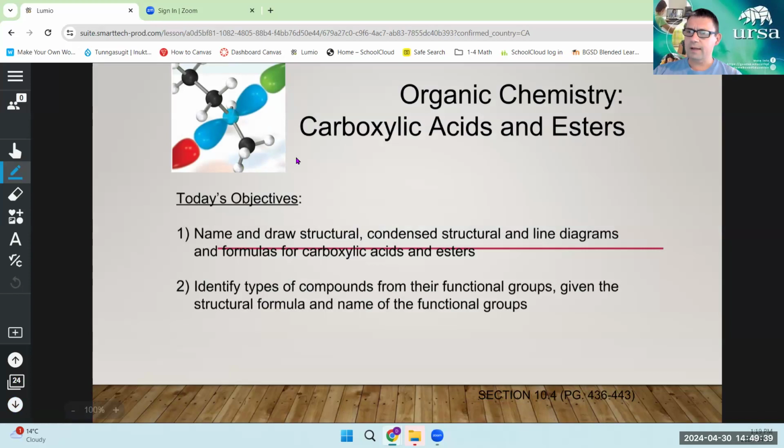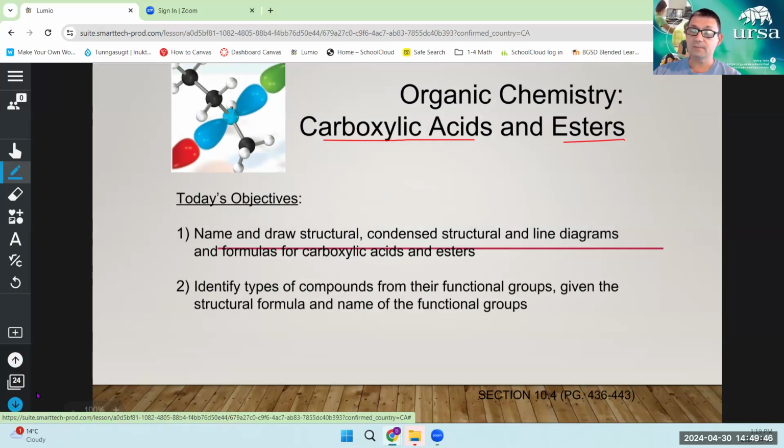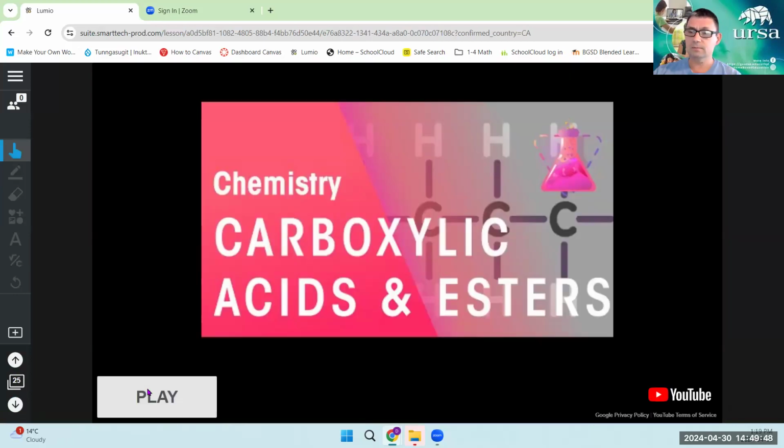So the next group are the carboxylic acids and esters. We use carboxylic acids all the time. Vinegar is a carboxylic acid. So let's take a look, folks.